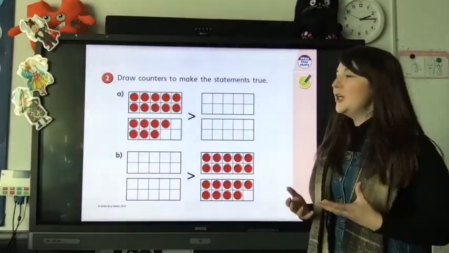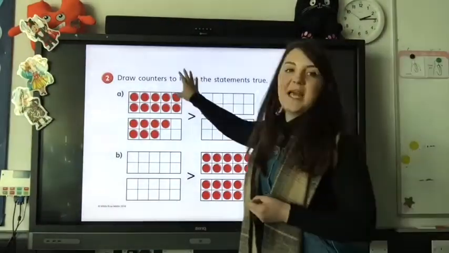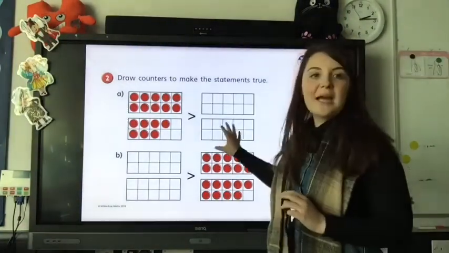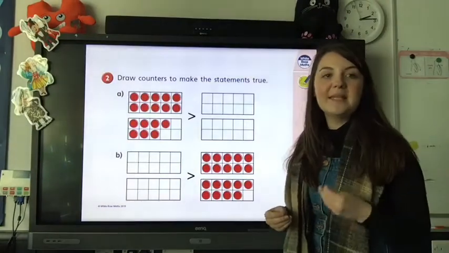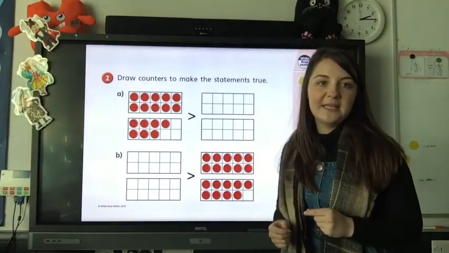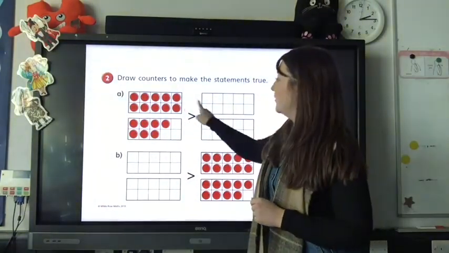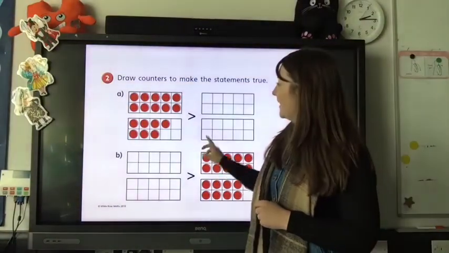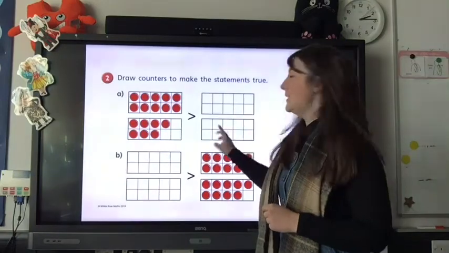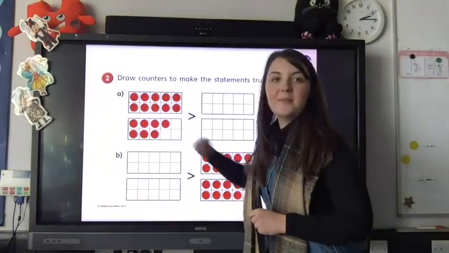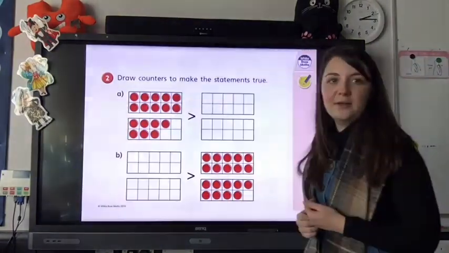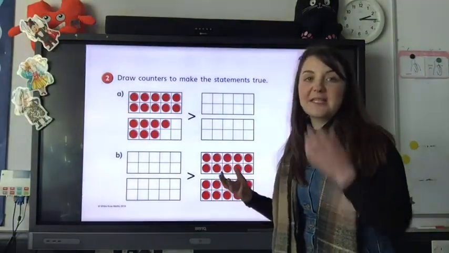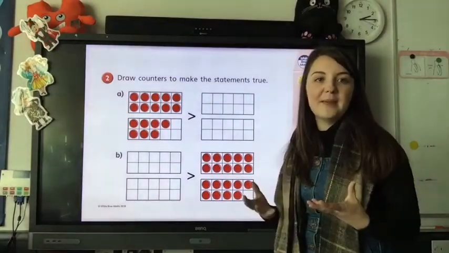Now, number 2, you have some tens frames with counters already on them. You need to draw counters on the other tens frame to make the statement correct. So first thing you need to look at is your compare symbol. Does this say that this amount here needs to be less than this number or greater than that number? Once you've found out whether it's greater than or less than, you can draw your counters on to make it correct.